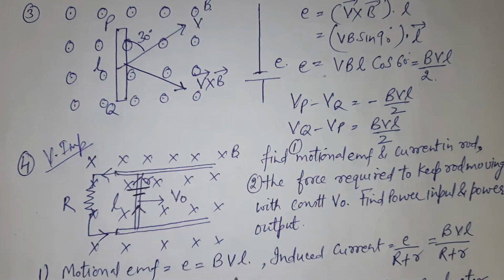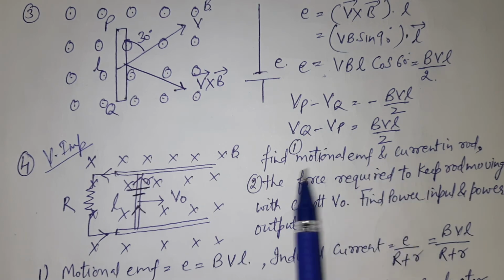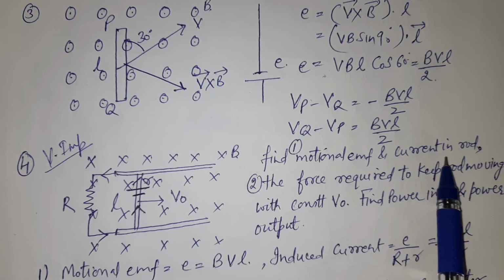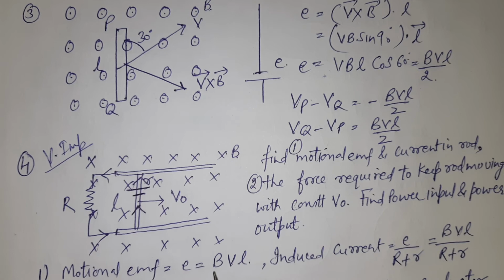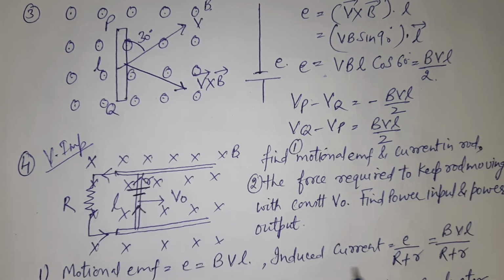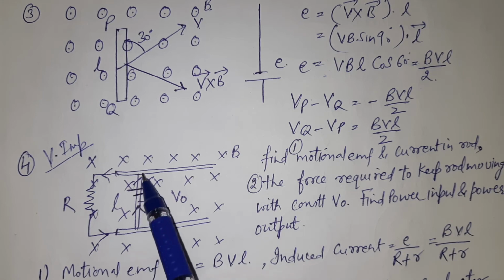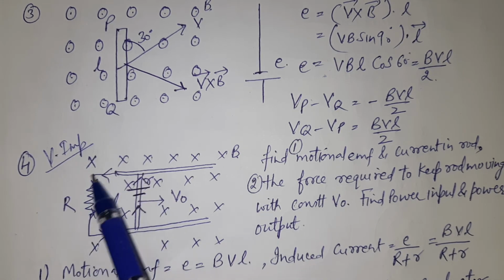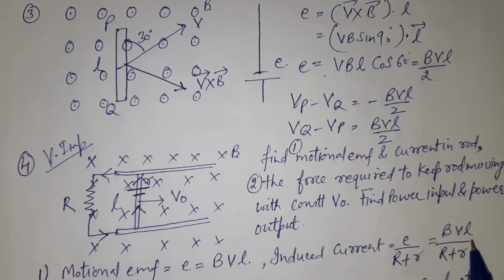We all know how to find induced EMF. It is simple. Current is quite simple. Motional EMF is VBL, because in this case everything is perpendicular. Induced current will be EMF divided by resistance, because the resistance is R and it is capital R. They are in series, so total resistance. So the induced current is this one.